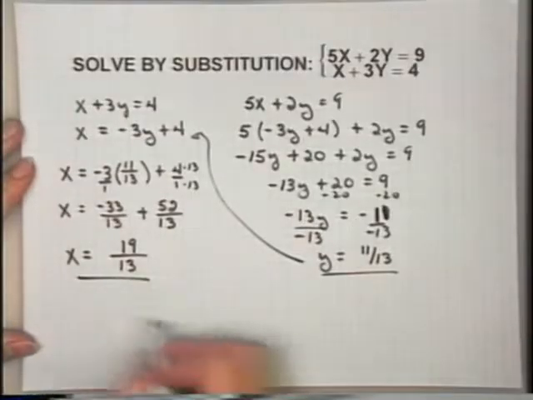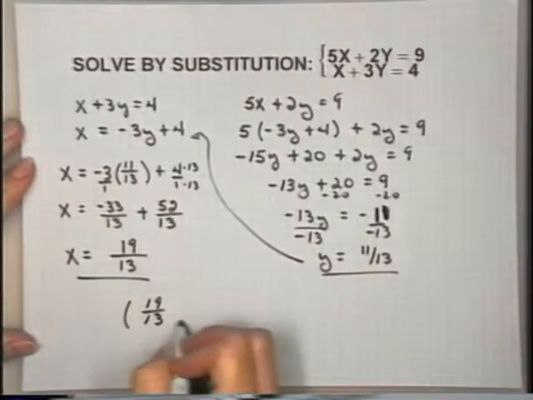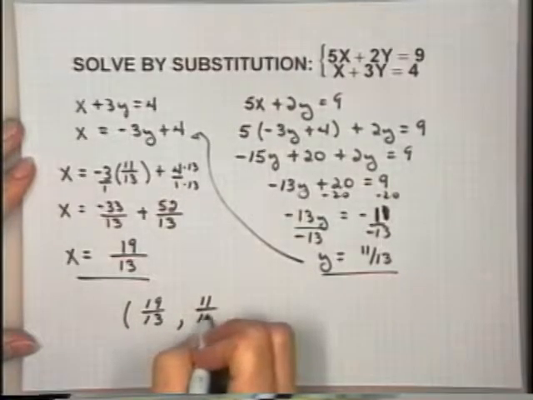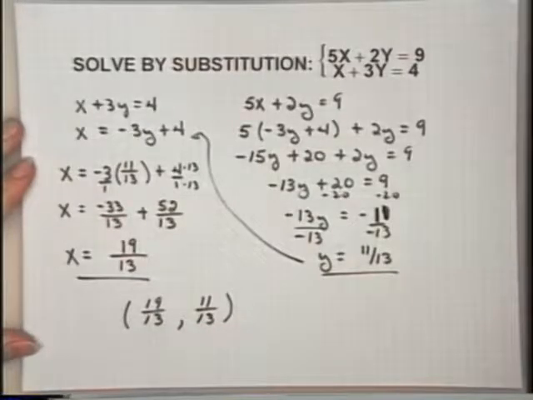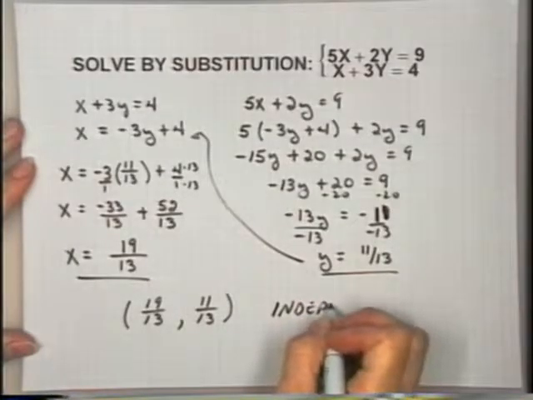Now that I know both of my values, I can write my ordered pair solution, 19/13 for x and 11/13 for y. Since I have only one solution, recall that this is an independent system.